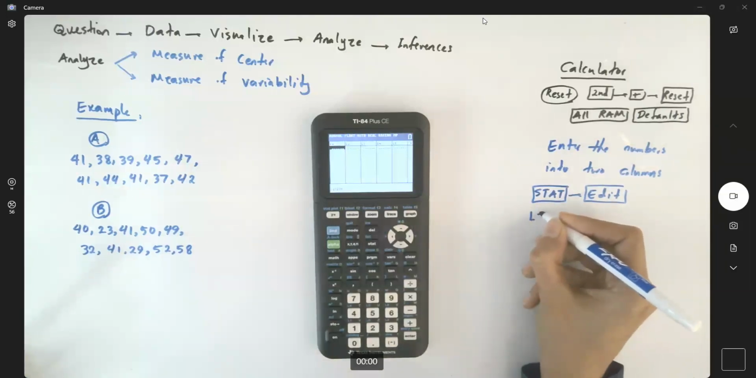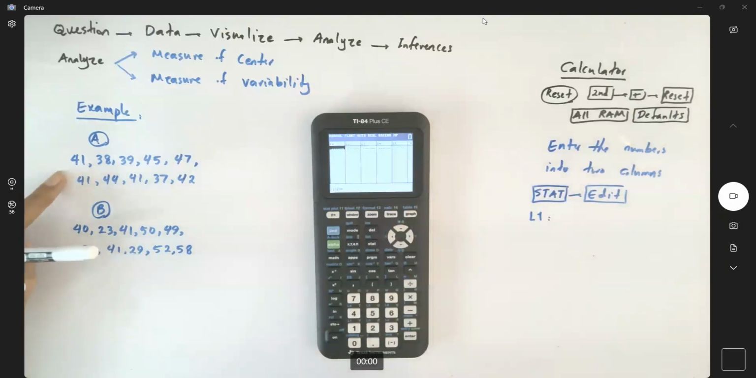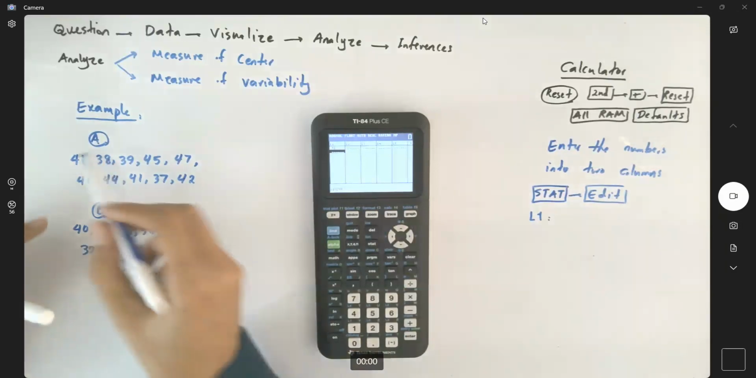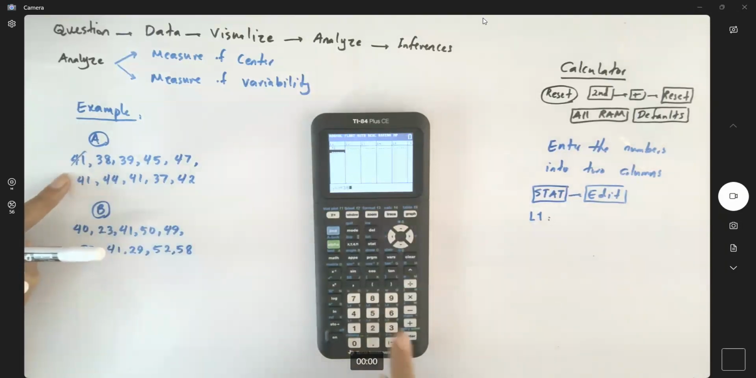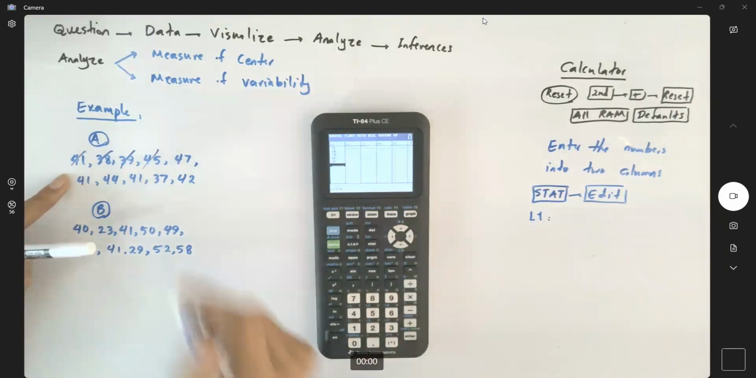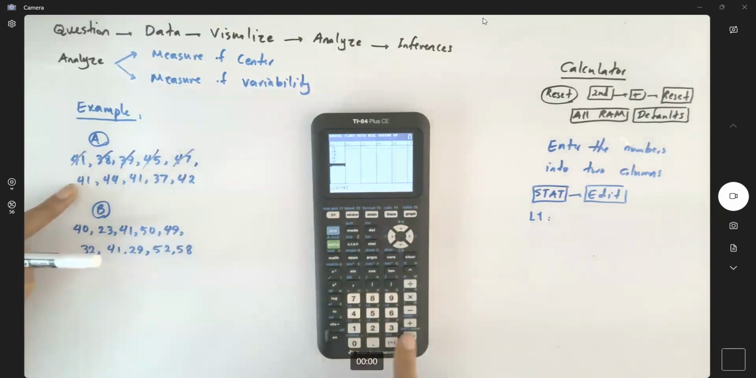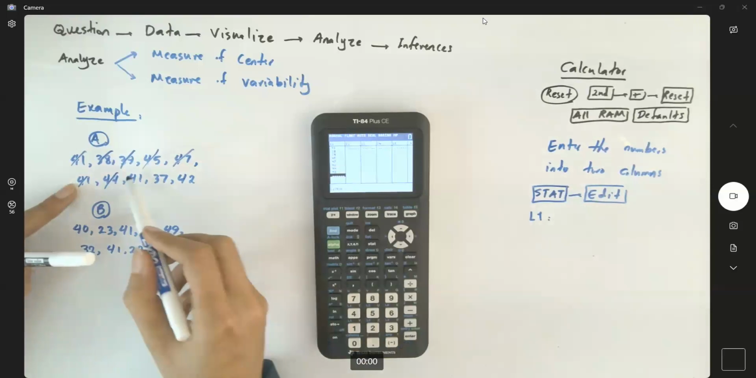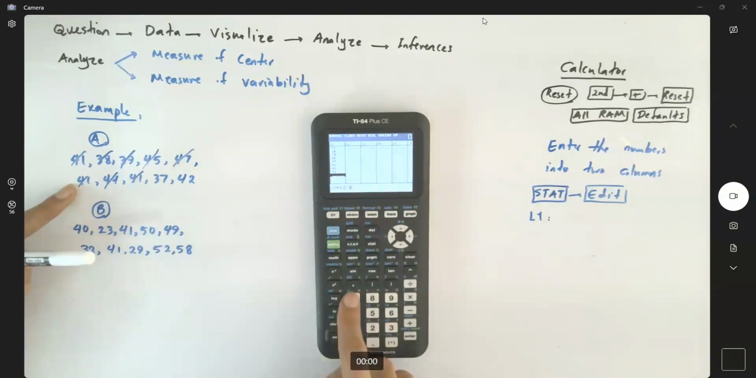In L1, enter the very first data set. So 41, enter, 38, 39, 45, 47, 41, 44, another 41, 37, and 42.